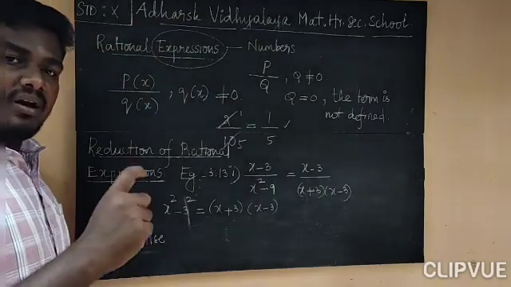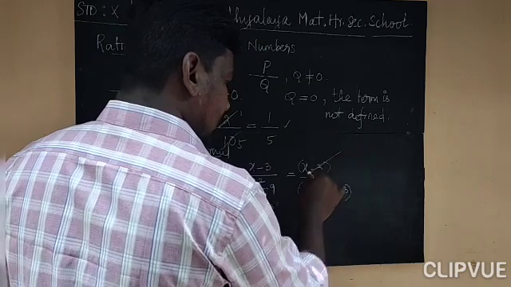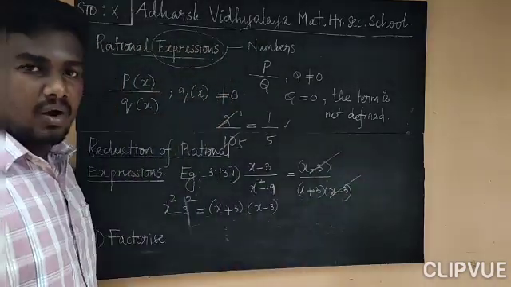Second step, if there are common factors, we can cancel them. This x minus 3 and this x minus 3 are common factors.